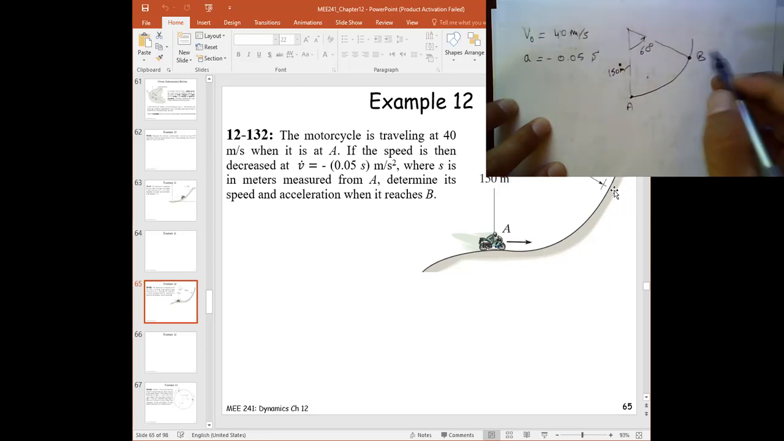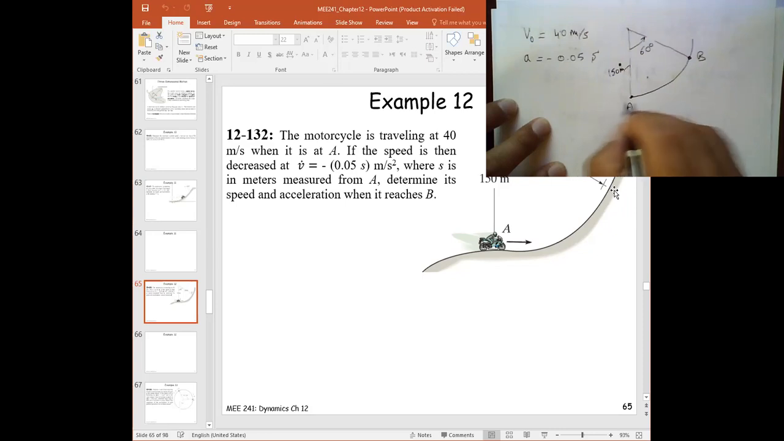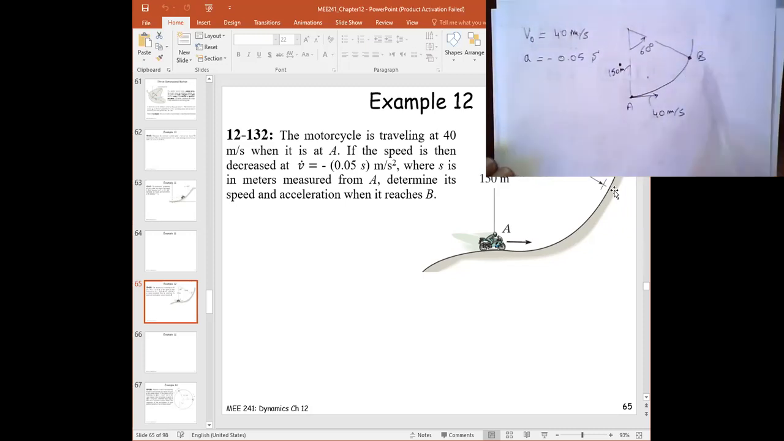I need to find VB, right? So what about the integral? VA is of course the initial velocity here, 40 meters per second. What would be the velocity at B?